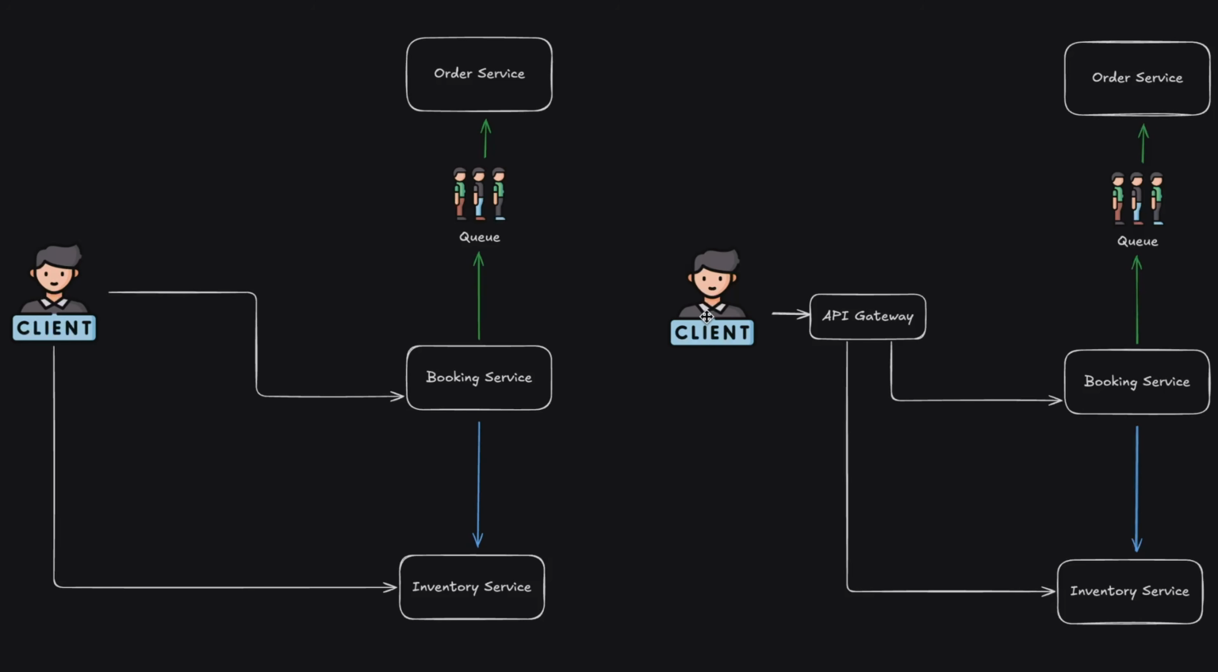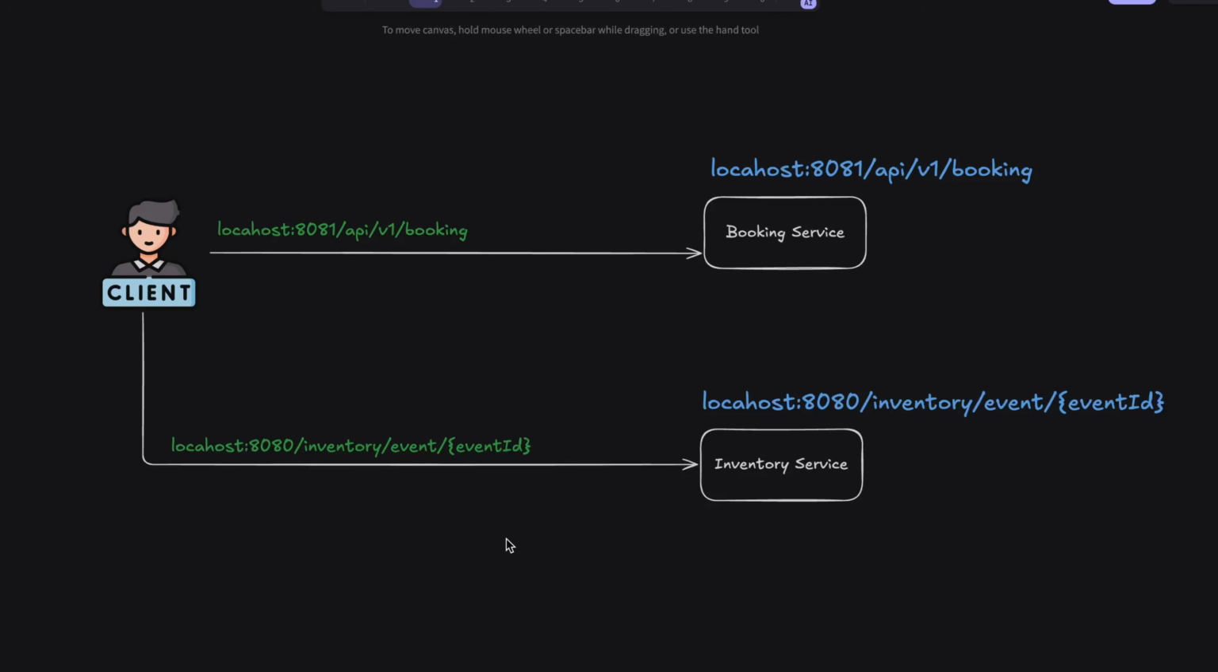We want to be able to call API gateway, and then API gateway will route our requests to either booking service or inventory service. Right now, when we want to call booking service, we send a request using Postman with the full URL of what we want to call. And this URL is the same as the one defined in the controller in the booking service. And the same is true for inventory service.